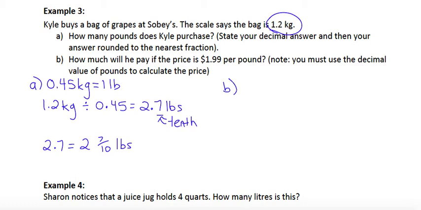For part B, it asks us to find out how much he pays. So we know that the price of the grapes is $1.99 per pound, and we know that he buys 2.7 pounds. So it's easier to use the decimal value of the pound calculation rather than the fraction value for part B. So we're going to do 2.7, we're going to multiply it by $1.99. And this is going to give us a value of $5.37.